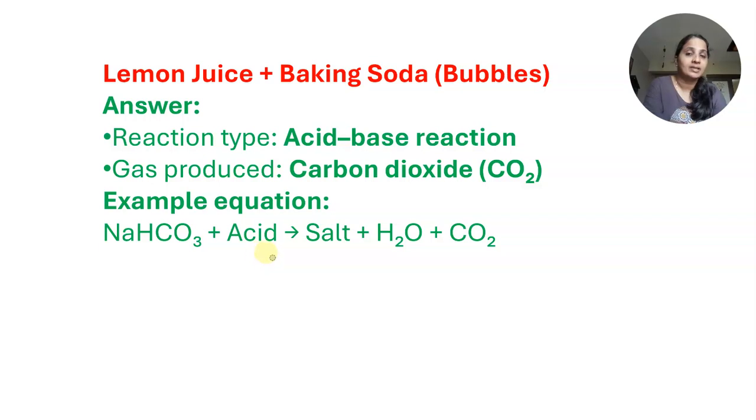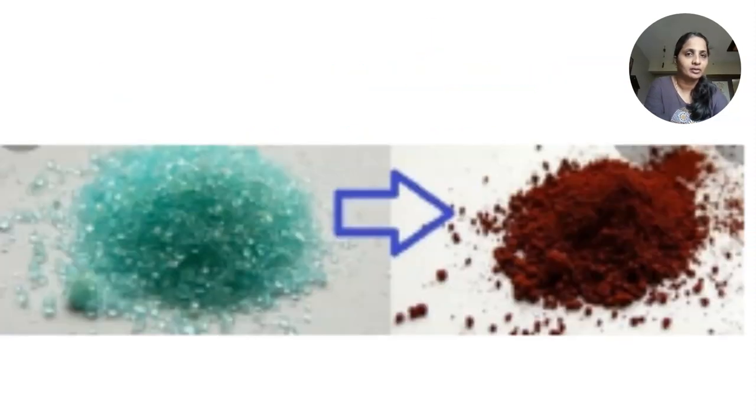So this acid and baking soda react, giving carbon dioxide, water and salt. Here the gas evolved is carbon dioxide. Due to the formation of that carbon dioxide gas, you can see the bubbles there. So this is the equation: sodium bicarbonate plus acid gives salt, water and carbon dioxide. Hope you understood. So we will move to our third question.